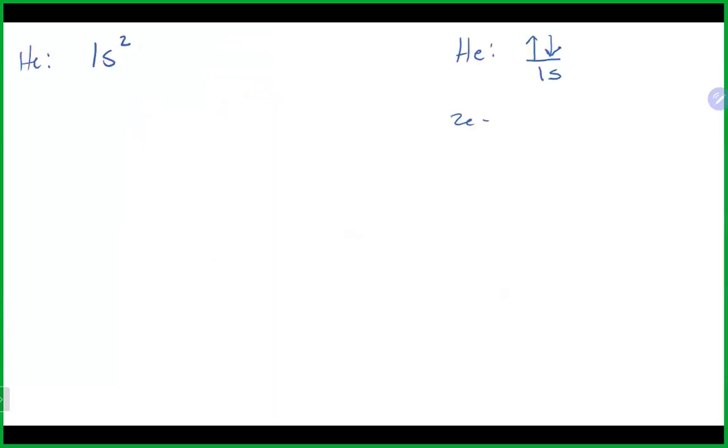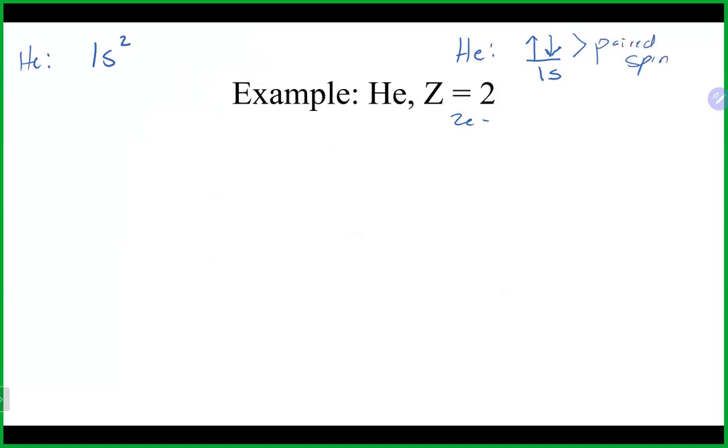By the way, this orientation of those electrons where they're going in opposite directions is sometimes referred to as paired spin. They basically cancel each other out. One's plus a half, one's minus a half. They're pairing off and canceling out their spin properties with each other. Any questions on that there?